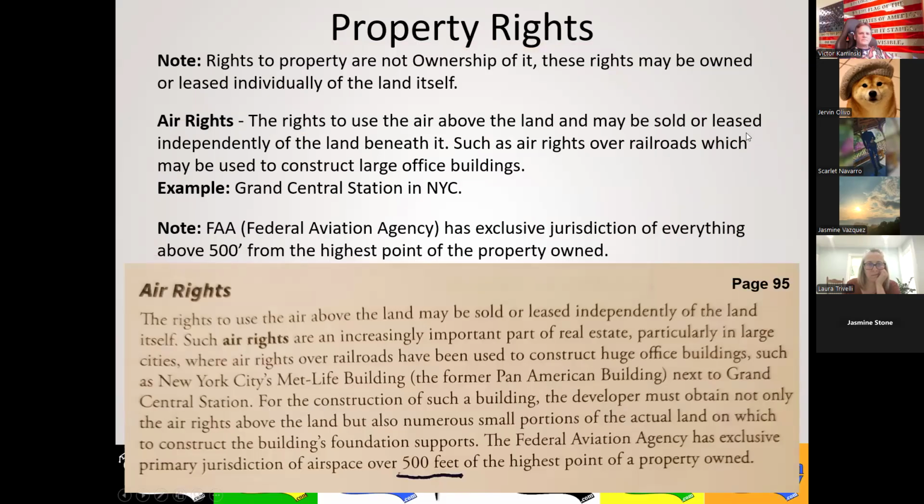Now, air rights are the rights to use the airspace above your land, and they could be sold or leased independently of the land beneath it. Such air rights over railroads may be used to construct large office buildings. One example we give here is Grand Central Station in New York. You got that MetLife building, formerly the Pan American building, above Grand Central Station.